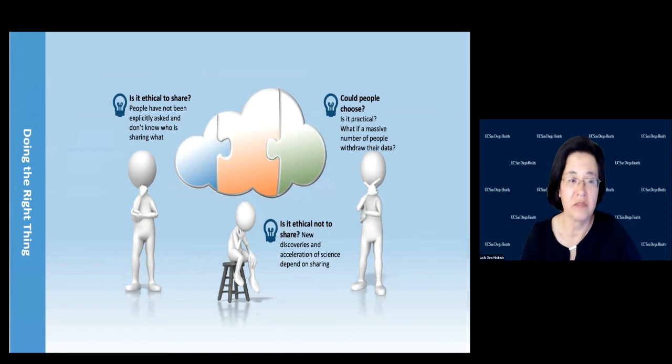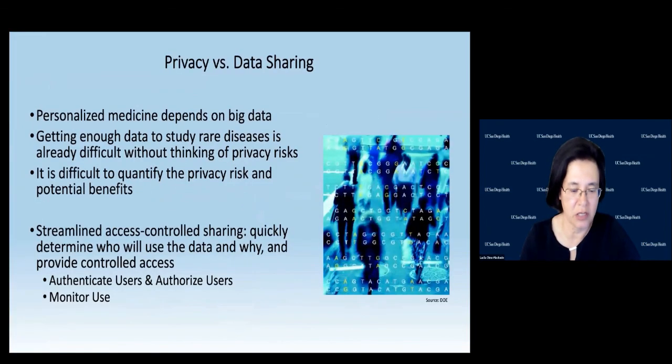What if massive number of people withdraw their data? So these are other considerations. So privacy versus data sharing, there's much we need to think about. And personalized medicine depends on big data sharing. Getting enough data to study rare diseases is already an issue. So how can we deal with that?